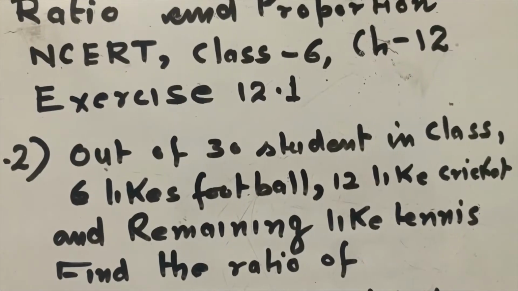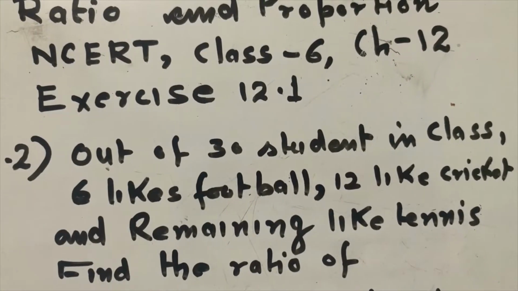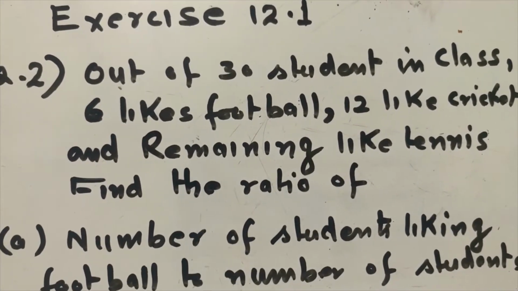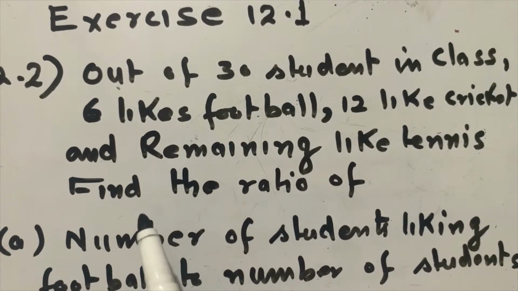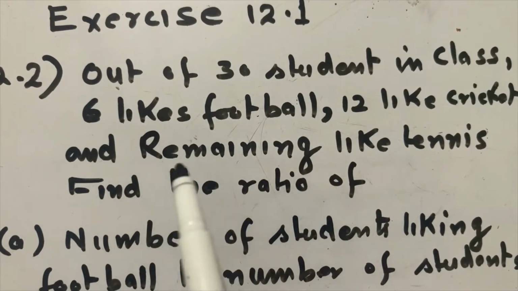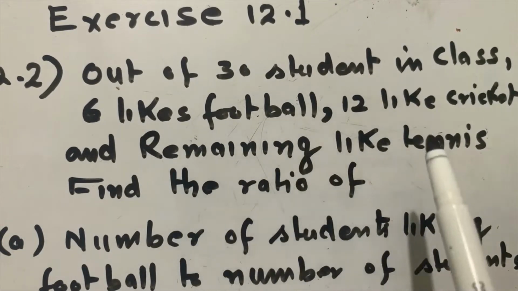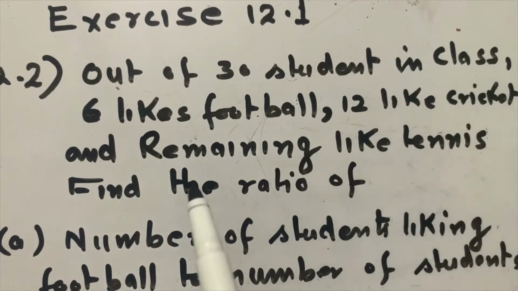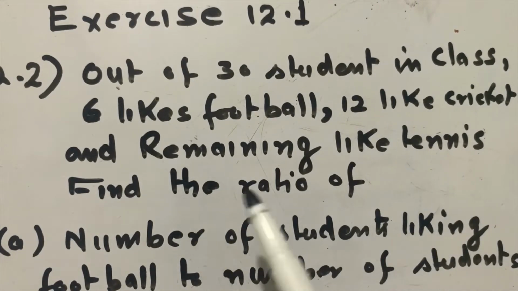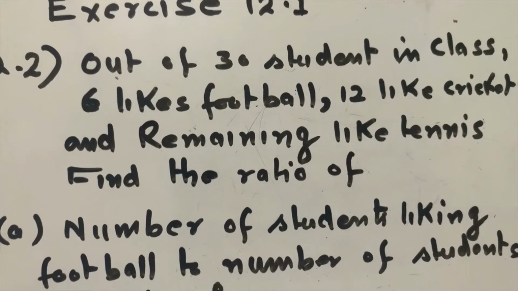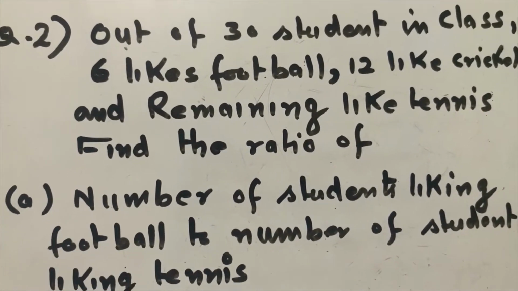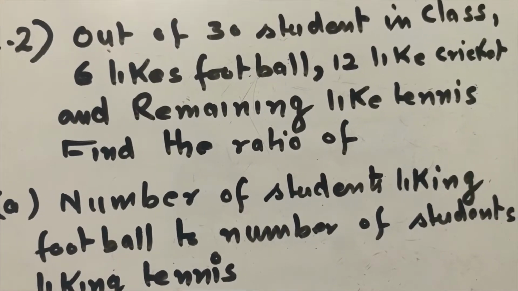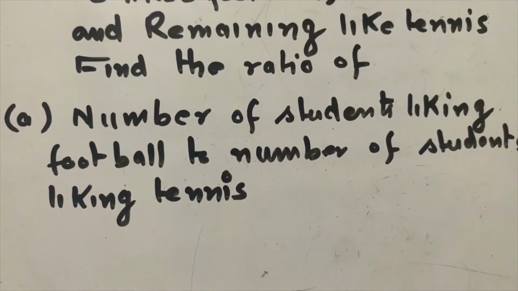Now ratio and proportion. Question number 2 is given. Out of 30 students in a classroom, 6 like football, 12 like cricket, and remaining like tennis. Find the ratio of the number of students liking football to the number of students liking tennis.